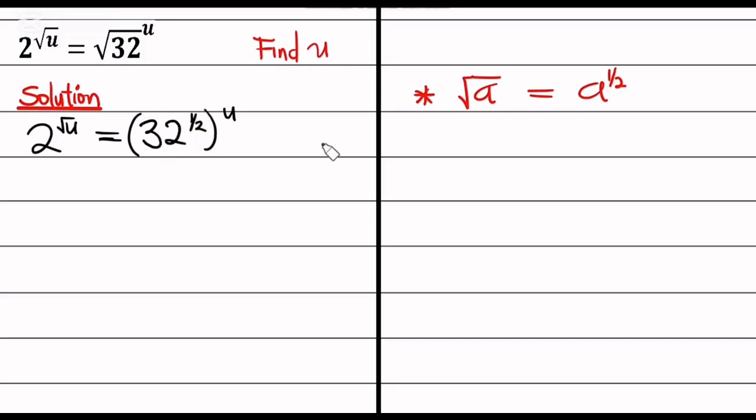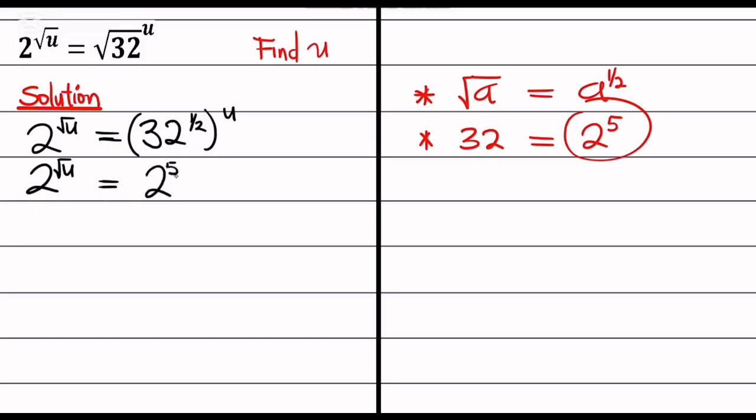To continue, we're going to rewrite 32 as 2 raised to the power of 5, and this is what I'm going to continue using here. Instead of writing 32, I'm going to use 2 raised to the power of 5. Therefore, my equation can be written as: 2 raised to the power of square root of u equals 2 raised to the power of 5, in parentheses, then this half is still here, then we have this u that is still there outside.